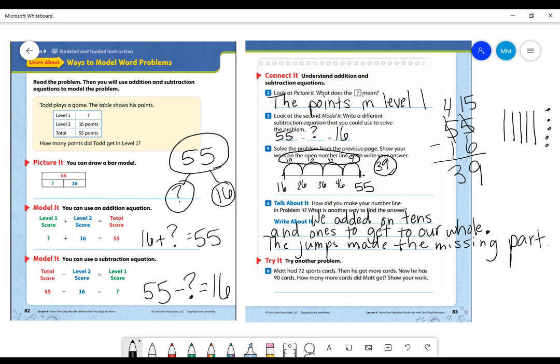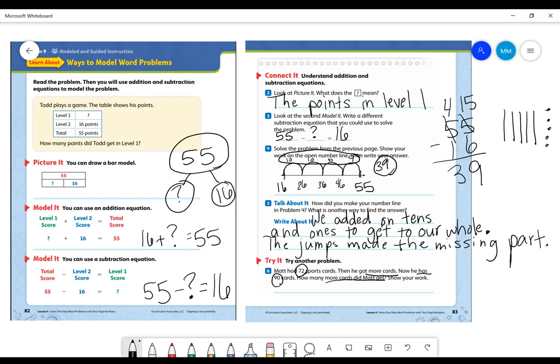All right. It says try another problem. Matt had 72 sports cards. Then he got more cards. Now he has 90 cards. How many more cards did Matt get? Show your work. And it's a word problem, so I'm going to read it again. All right, it says Matt had 72 sports cards. Then he got more cards. Now he has 90 cards. How many more cards did Matt get?